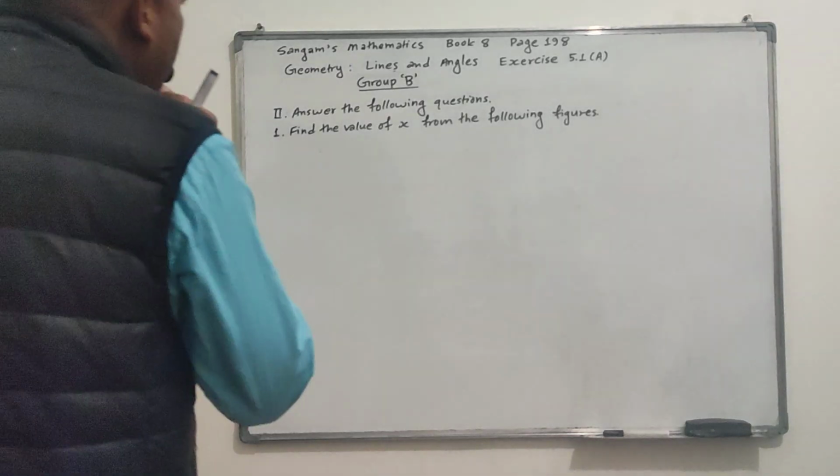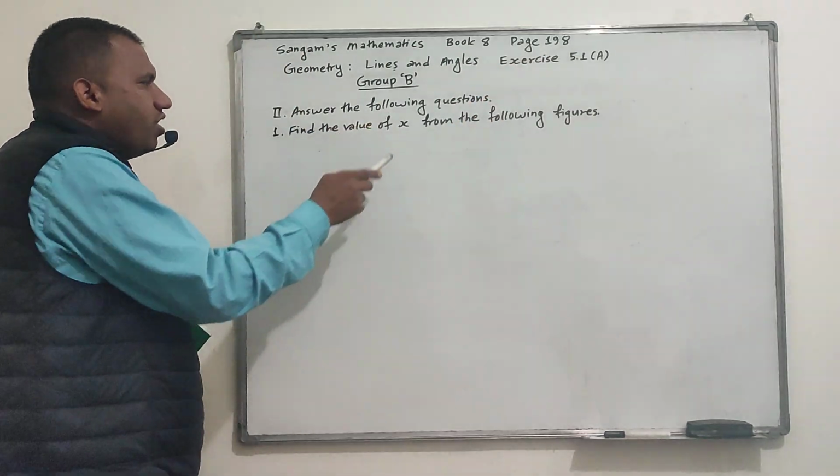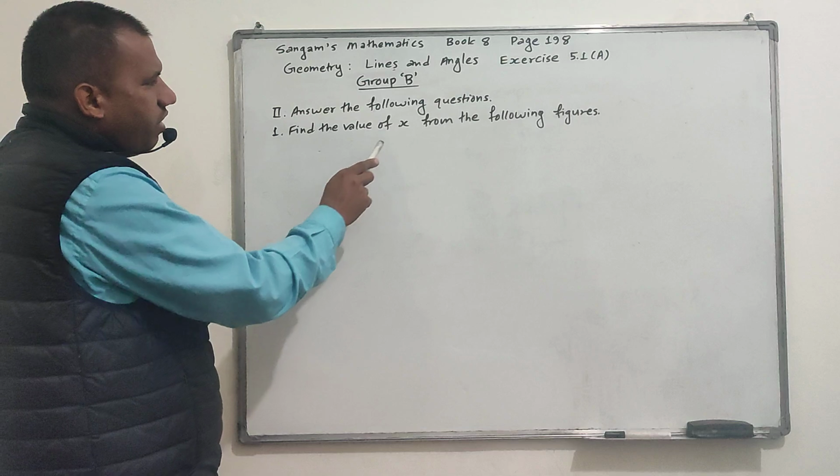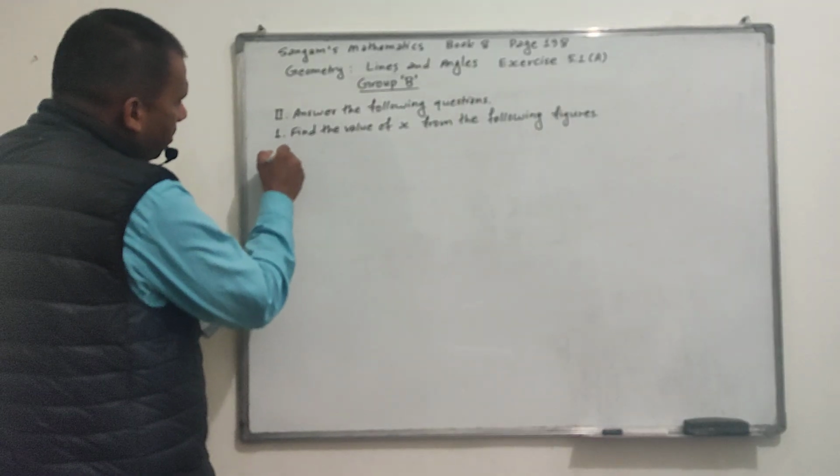Okay, students, now page 198, group B, answer the following questions. Question number 1, find the value of x from the following figures. Now your solution.